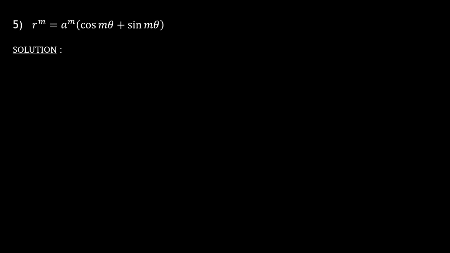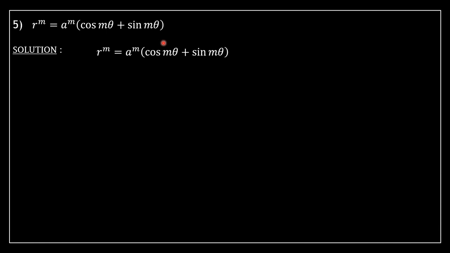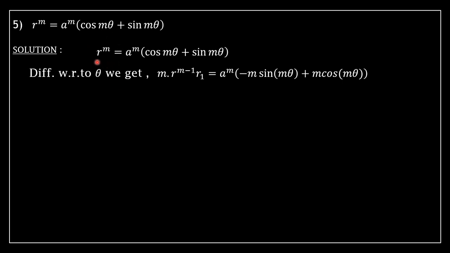To find the pedal equation of r to the power m is equal to a to the power m into cos m theta plus sin m theta. Consider the curve, students, and let me differentiate the curve with respect to theta so that the equation is of the form. What is the differentiation of r to the power m with respect to theta? It is m into r to the power m minus 1 into differentiation of r with respect to theta, that is r1. That is equal to a to the power m into differentiation of cos m theta plus sin m theta. What is the differentiation of cos m theta? It is minus sin m theta into m plus differentiation of sin m theta is cos m theta into m.